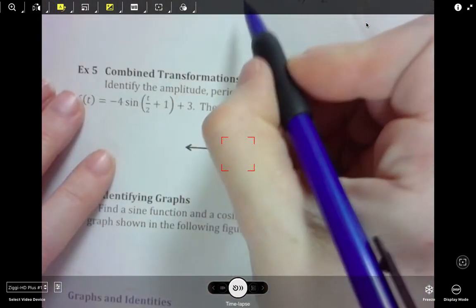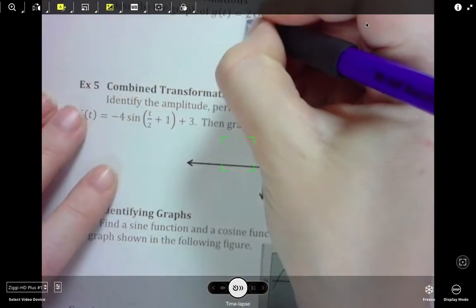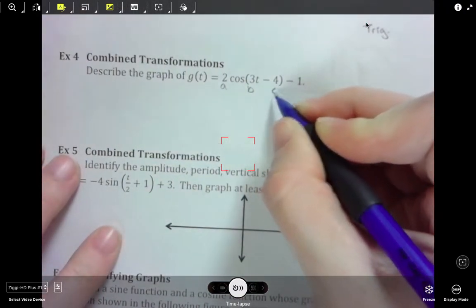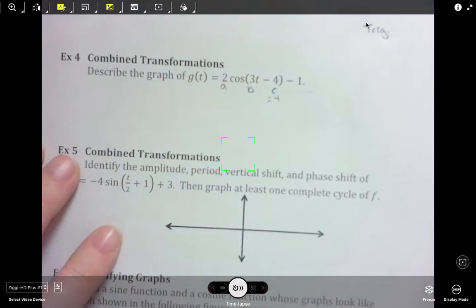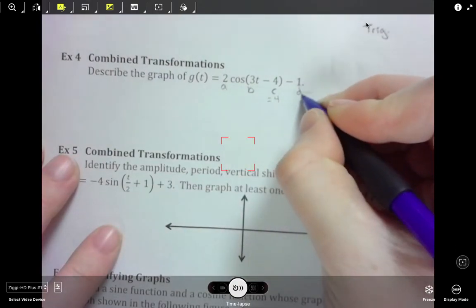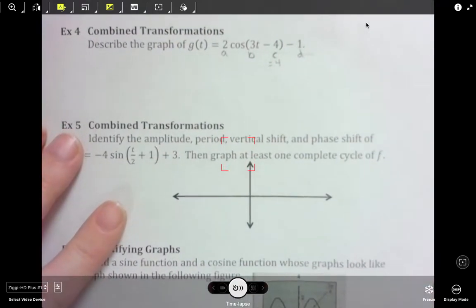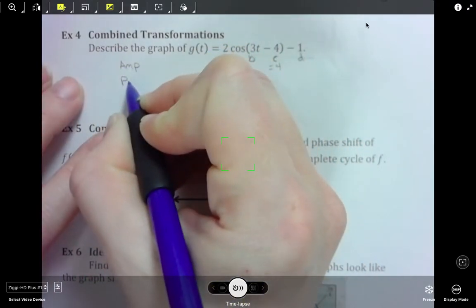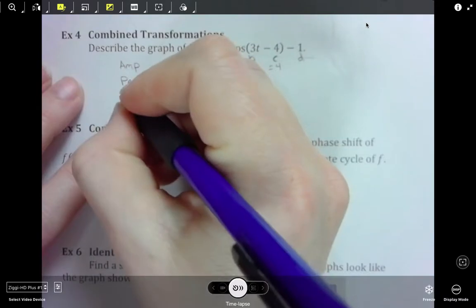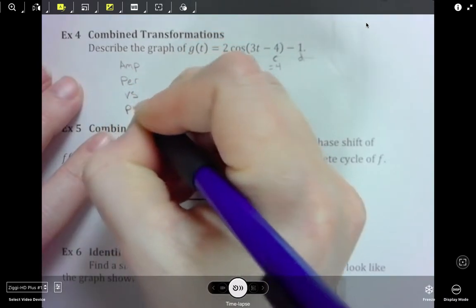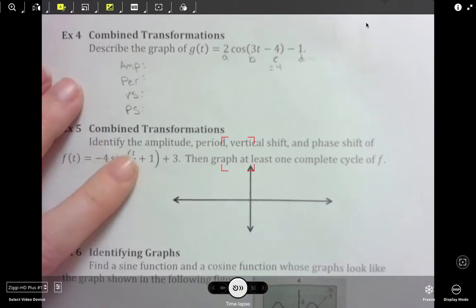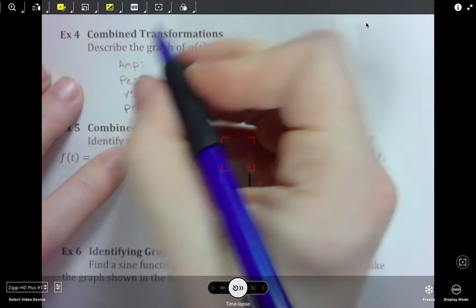Describe the graph. Okay, we have all 4 pieces here. This is A, this is B, this is C, and C is actually positive 4, not negative 4. And D is negative 1, okay? So describe the graph. So I'm just going to talk about amplitude, period, vertical shift, and phase shift. Okay, and I'm going to abbreviate them like that, okay? Your amplitude is easy. It's 2.